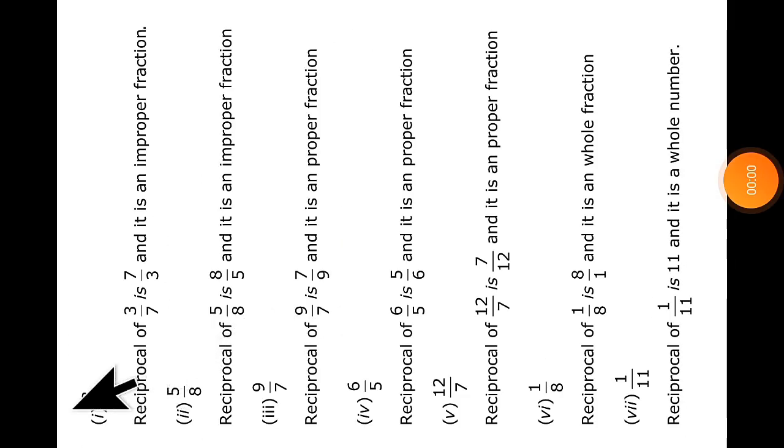First one is 3 upon 7. Reciprocal of 3 upon 7 is 7 upon 3. It is an improper fraction. Second, 5 upon 8. Reciprocal of 5 upon 8 is 8 upon 5. You have to reverse it and it is an improper fraction. 9 upon 7. Reciprocal of 9 upon 7 is 7 upon 9 and it is a proper fraction.